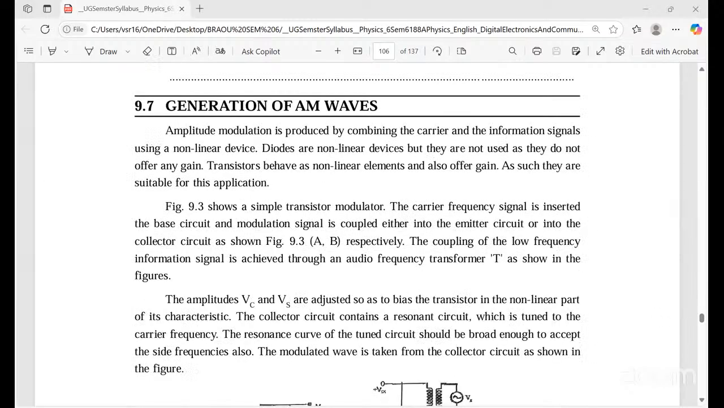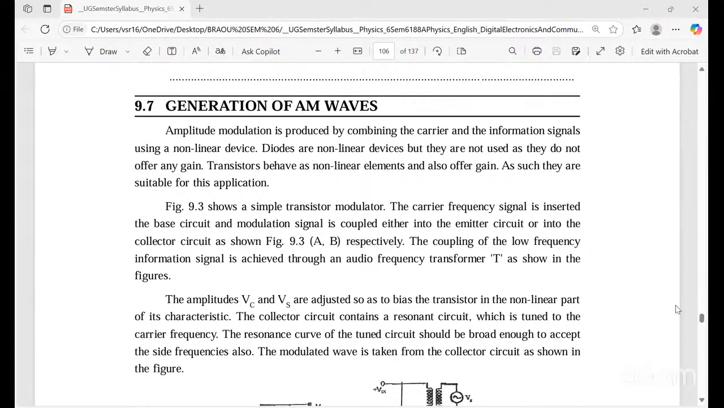Next is the generation of the amplitude modulation waves. The amplitude modulation produces the combination of carrier and information signals using a non-linear device. So here diodes are non-linear devices, but they are not used as they do not offer any gain. Gain means output voltage by input voltage. So transistors, which behave as non-linear elements and offer gain, not the diode, are suitable for this application, generation of the amplitude modulation.